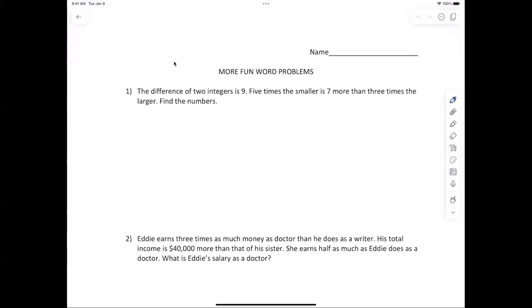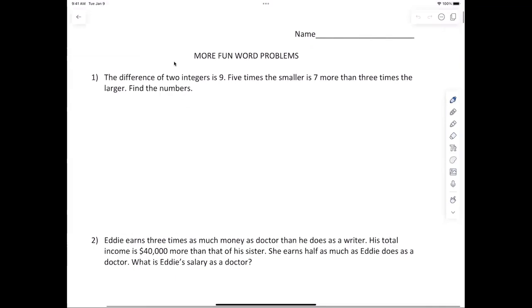Now, the difference of two integers is 9. 5 times the smaller is 7 more than 3 times the larger. Does anybody know what that is real quick? Can I just look at that and tell you what the answer is? You're right, you cannot. It's an easy technique, so follow along and join.